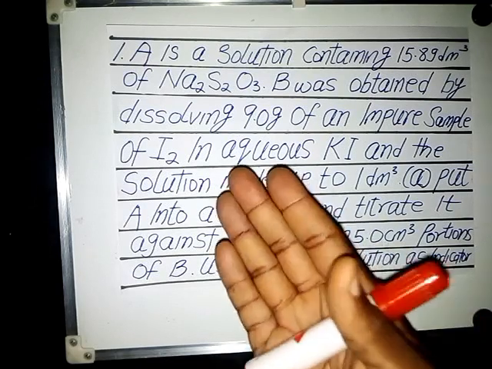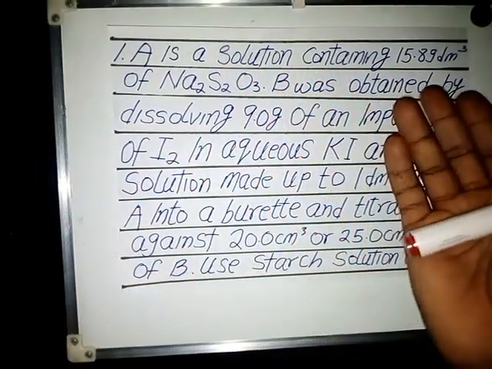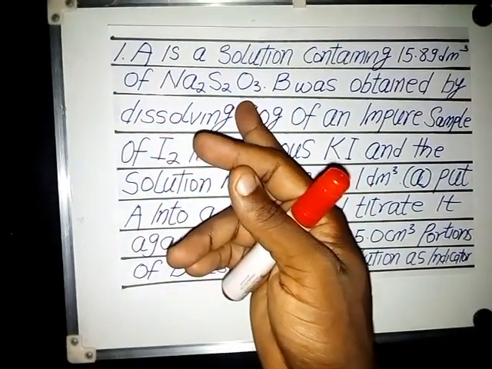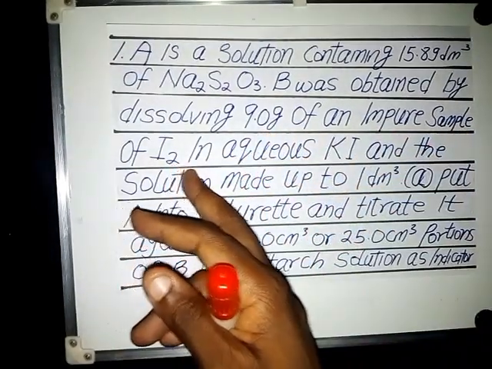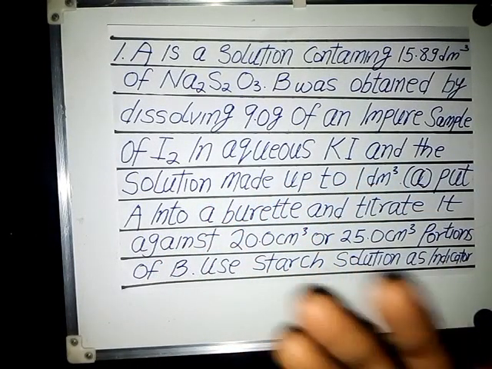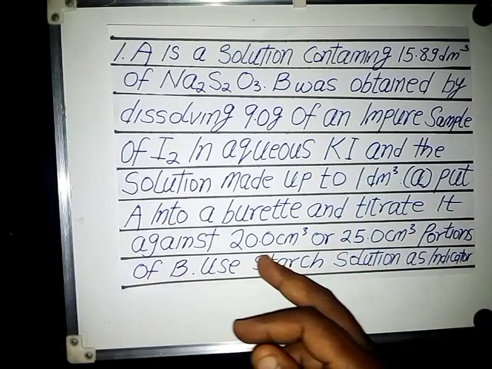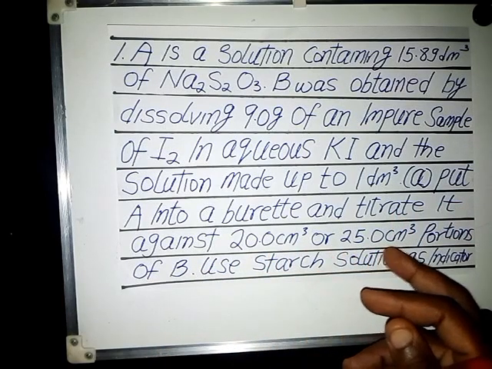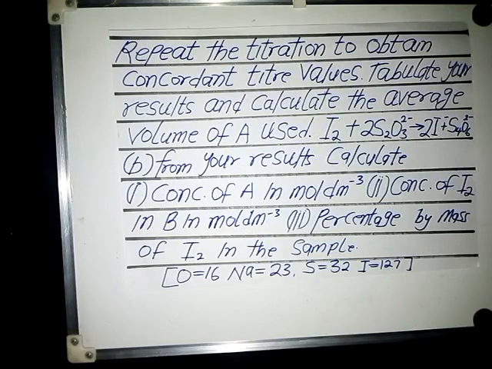All right. This is the 2019 WAEC chemistry question. You can see that they said A is a solution containing 15.8 gram per dm cube of this sodium thiosulfate. Then B was obtained by dissolving 9.0 gram of an impure sample of iodine in aqueous potassium iodide, and the solution made up to 1 dm cube. The procedures: put A into a burette and titrate it against 20 or 25 cm3 portions of B. Use starch solution as indicator. Repeat the titration to obtain concordant values. Tabulate your results and calculate the average volume of A used.